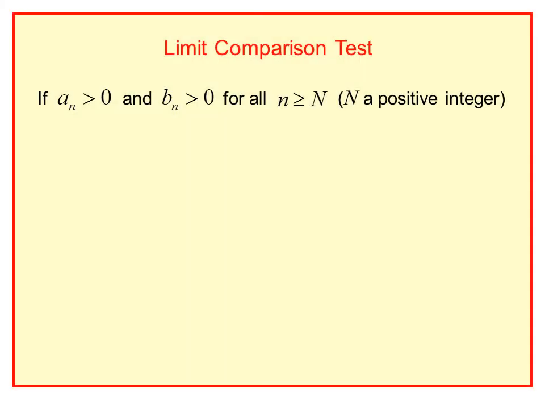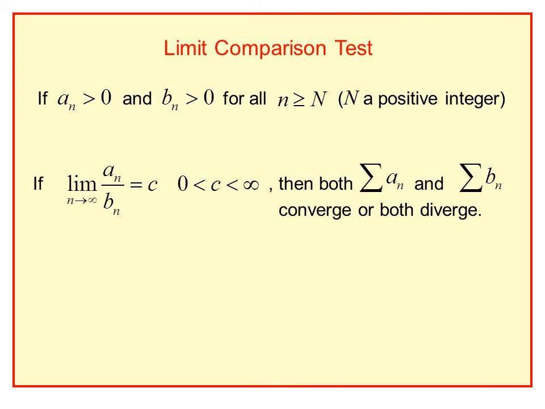The limit comparison test. If a sub n is greater than 0 and b sub n is greater than 0 for all n greater than or equal to big N, where big N is a positive integer, if the limit as n goes to infinity of a sub n over b sub n equals c, and c is between 0 and infinity, then both the summation of a sub n and the summation of b sub n converge or both diverge.